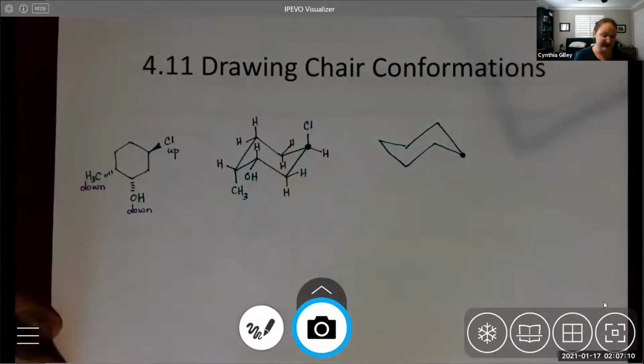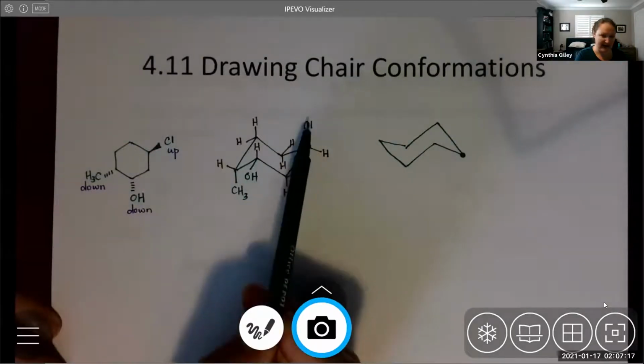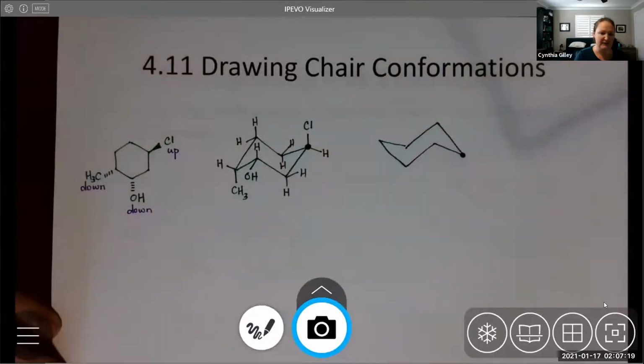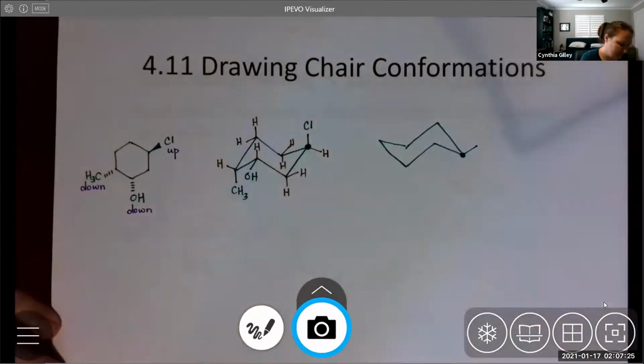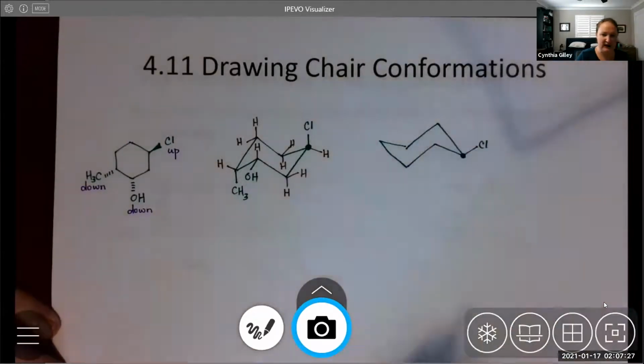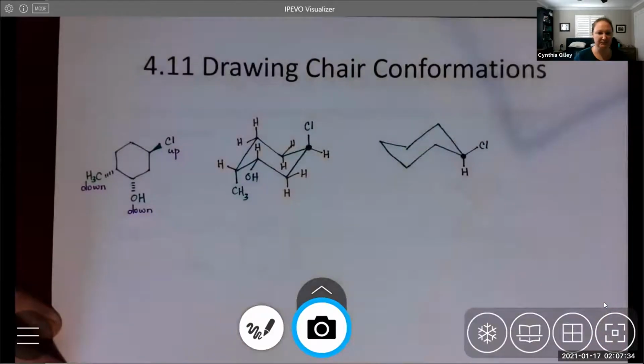Okay, the chlorine still needs to be in an up position, right? Right now it is in this chair, it's up and axial. So when it flips, it's going to be up and equatorial. So it is going to be right here, up, right, and equatorial. And then the down hydrogen becomes axial.